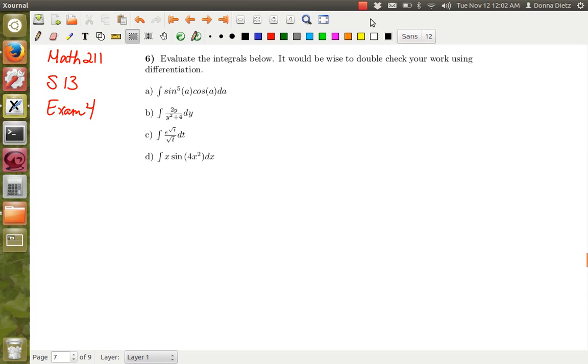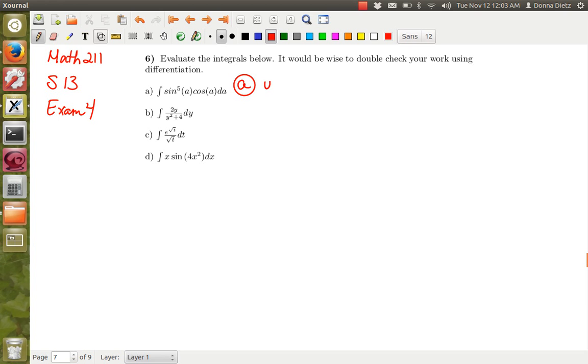Okay, again, the questions are very similar to the practice exam. There's slight variations on most of the questions. And let's see. We've got, well, what could we do? It looks like we're still doing u substitution, just like the last question.